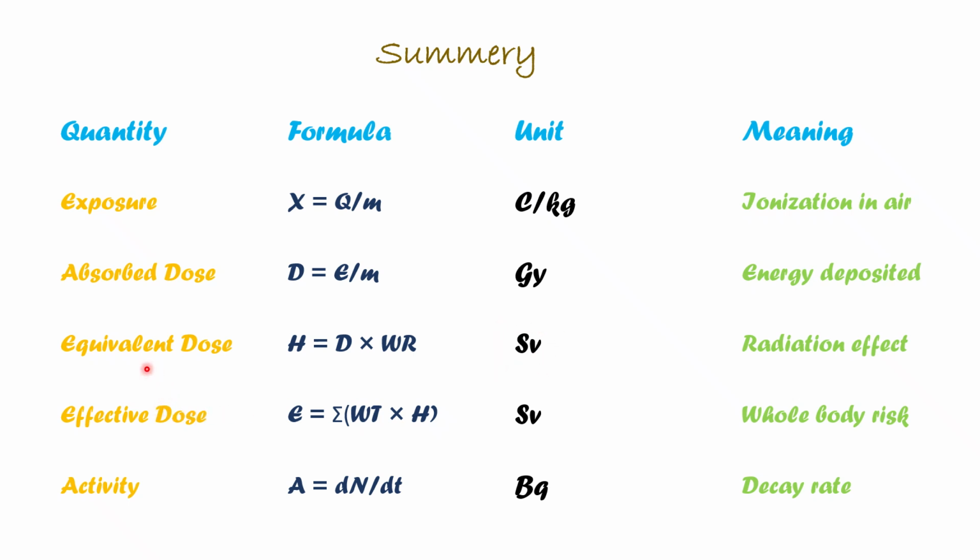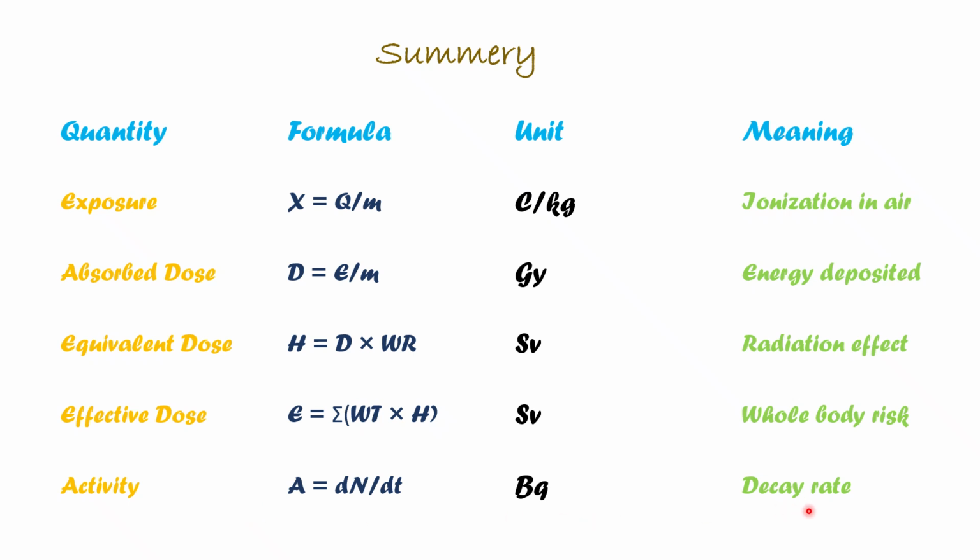The next quantity is effective dose. Effective dose considers the whole body risk. That means it considers absorbed dose, the tissue weighting factors and radiation weighting factors. E equals summation of W_T times H. H is the equivalent dose and W_T is the tissue weighting factor. Its unit is the same as equivalent dose, that is Sievert.